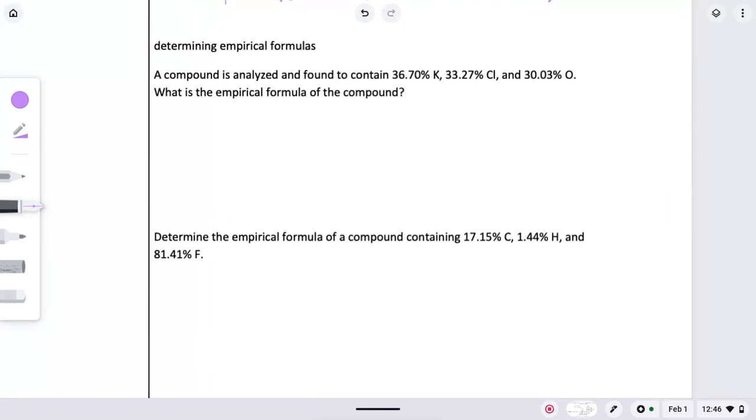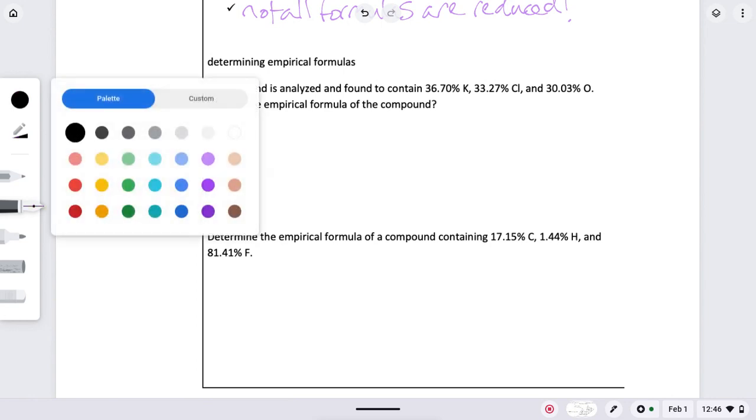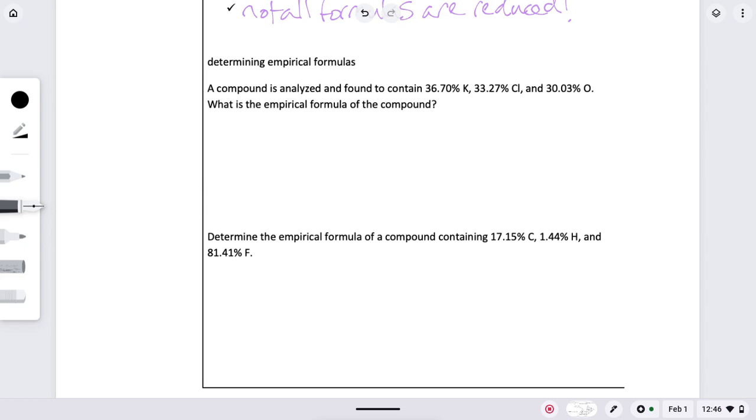But the first two examples are ones we did in class yesterday, so if you've done this already, you can skip on to the next video. But just in case you weren't here, I have these two examples to go through. So the main idea is you have these machines that you can stick a substance into and it'll tell you that it's 36.70% potassium, 33.27% chlorine, 30.03% oxygen. So the machine will tell you that information.